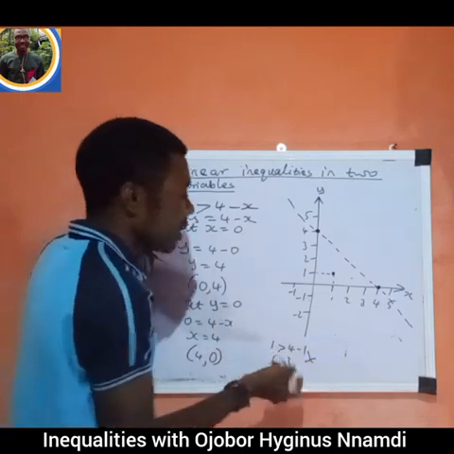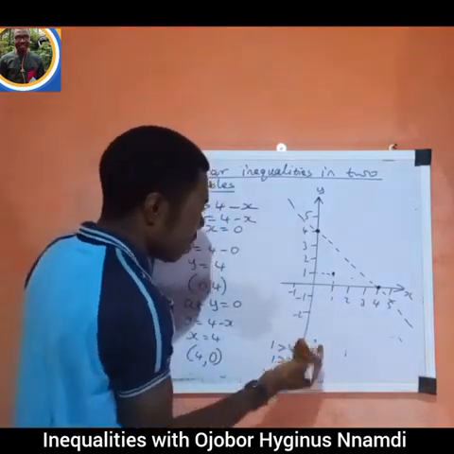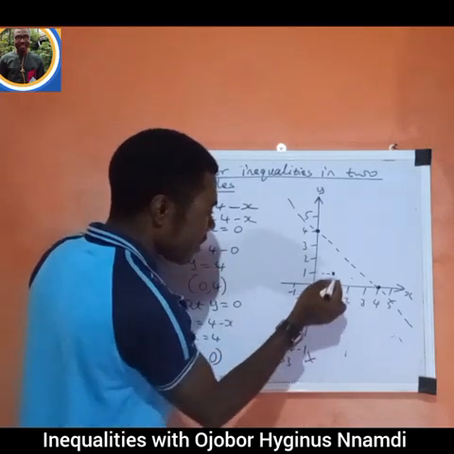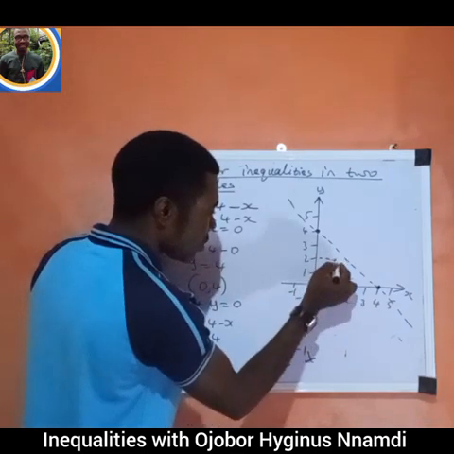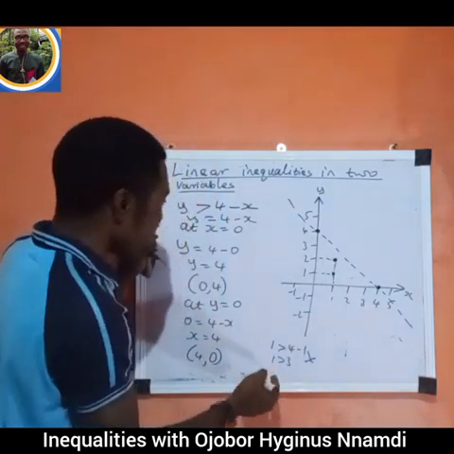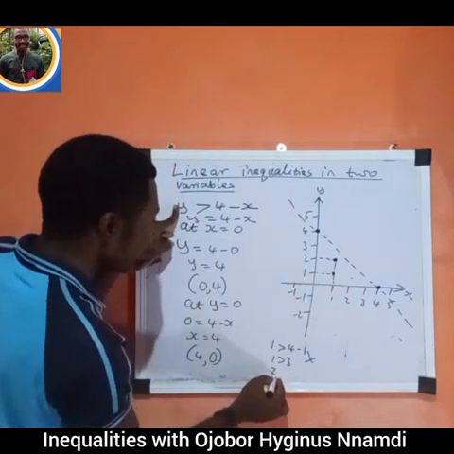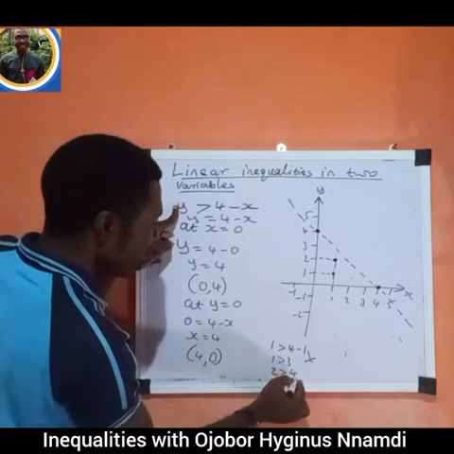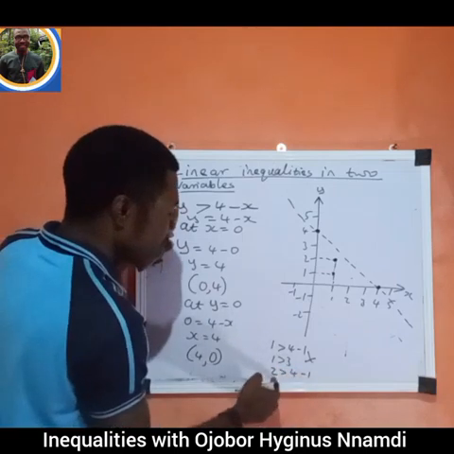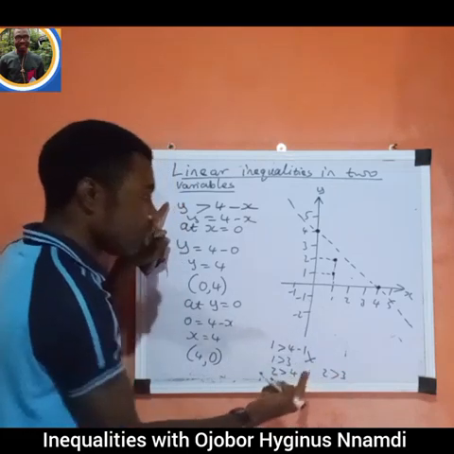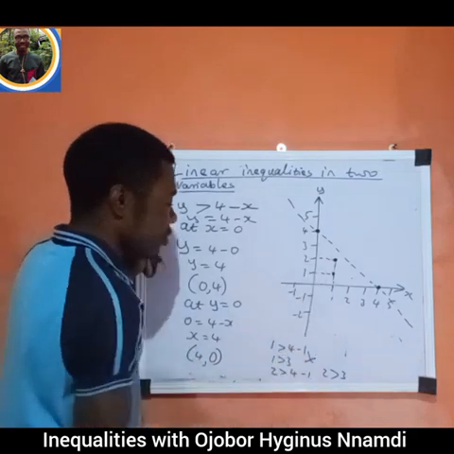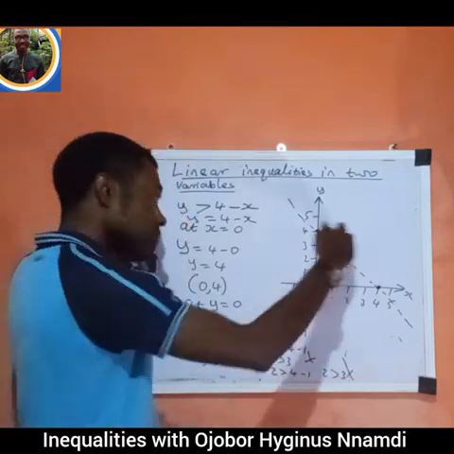Let me try another one. I know already that this place is not correct, but let us just still try and confirm. Let's check this point, when x is 1 and y is 2. If you put y as 2 greater than 4 minus 1, 4 minus 1 is 3. Is 2 greater than 3? No. So this region is wrong. I don't even need to confirm, but let us still confirm.